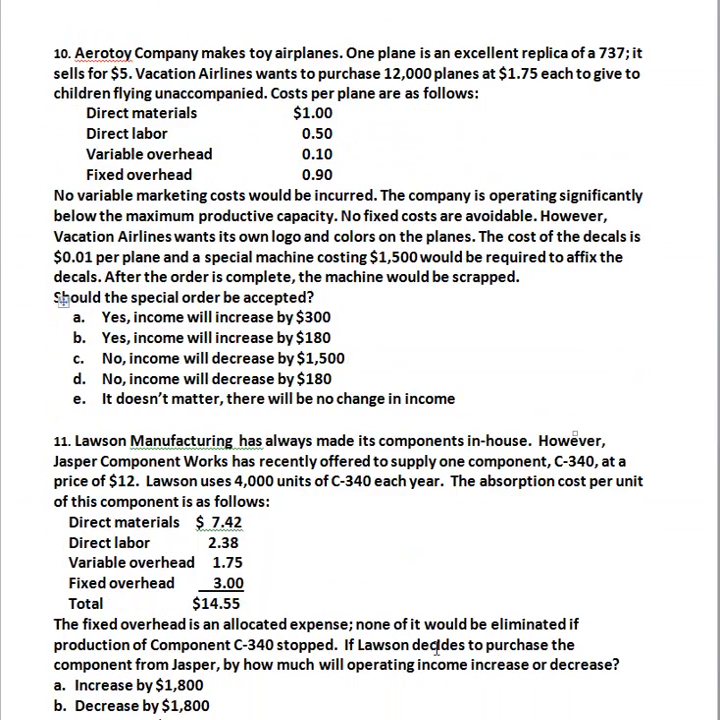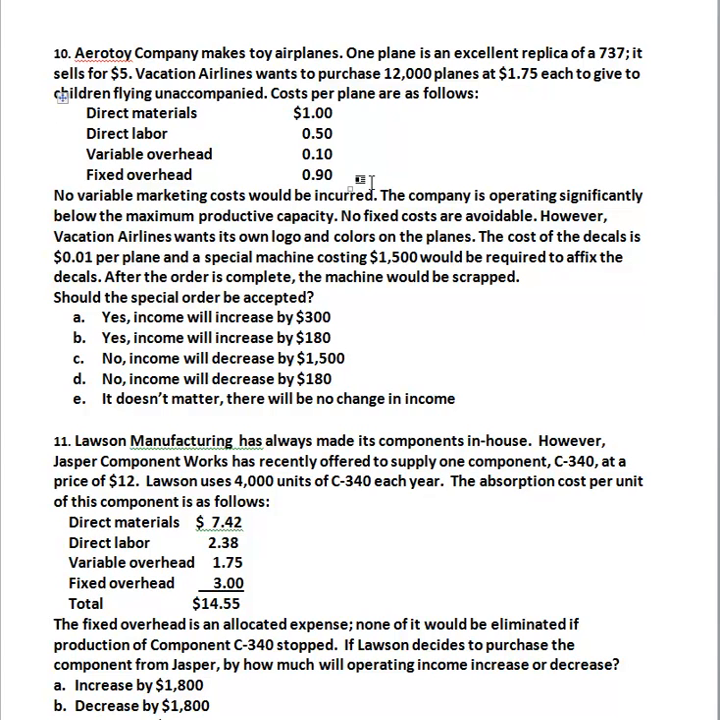Question number 10 is a special order. It tells you that we make toy airplanes. One plane is an excellent replica, sells for $5. A particular airline wants to purchase 12,000 planes at $1.75 each. So clearly it's less than the normal selling price. It wants to give the airplane to children that are flying alone.